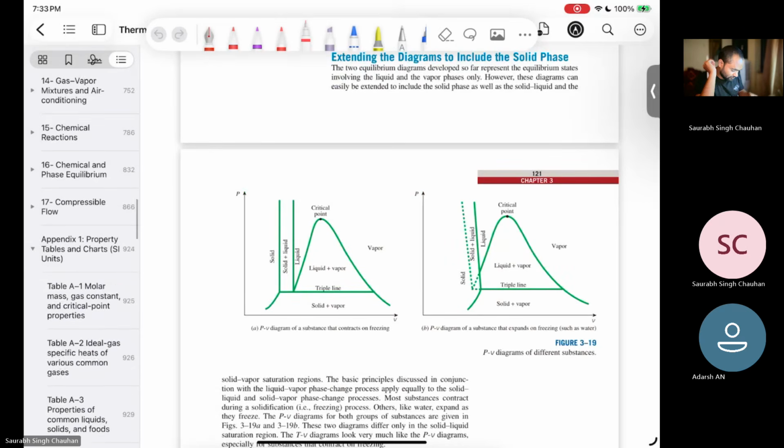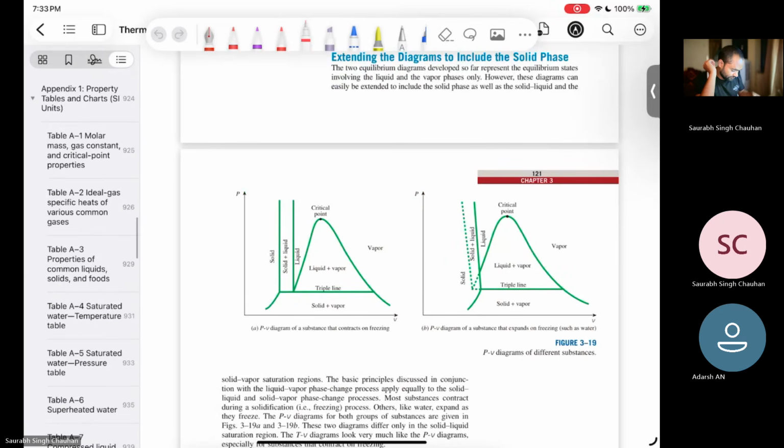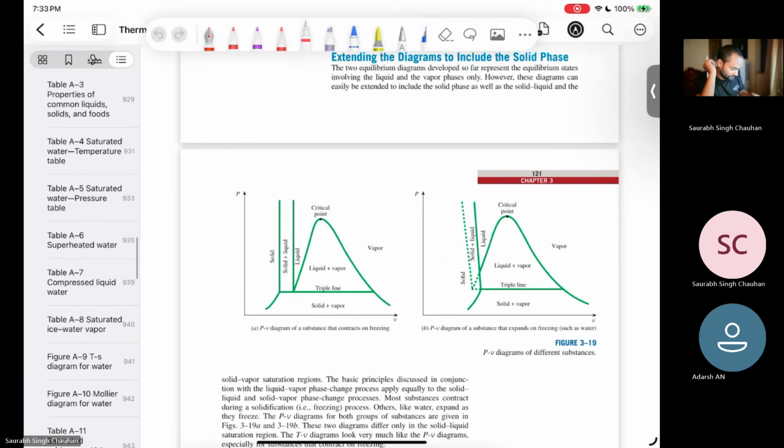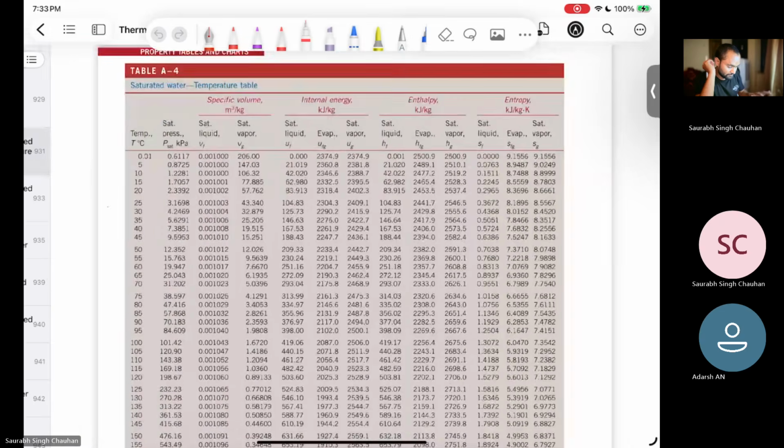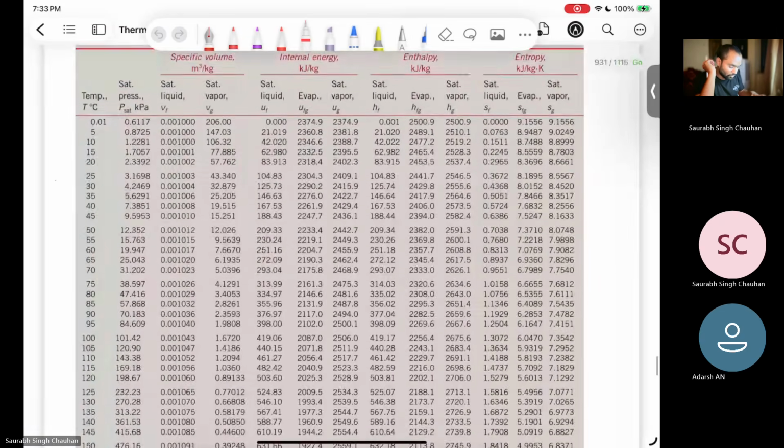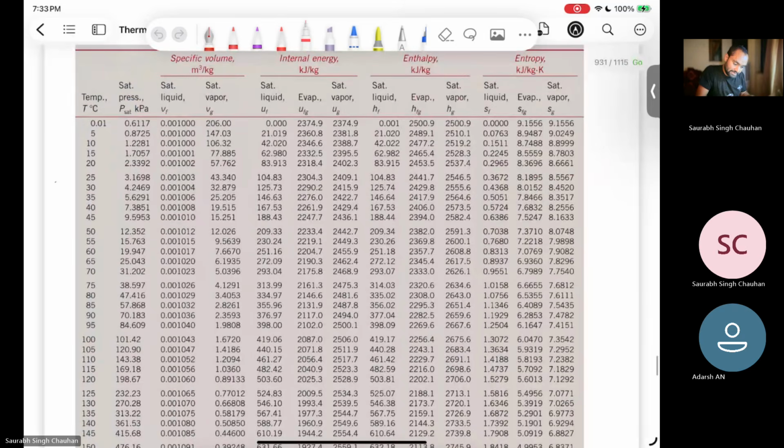Properties of saturated water. So let us look at this at any one temperature. For example, at 50 degrees Celsius, the enthalpy of vaporization is 2382.